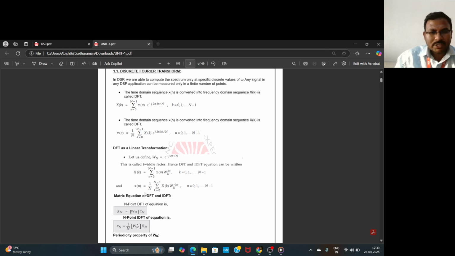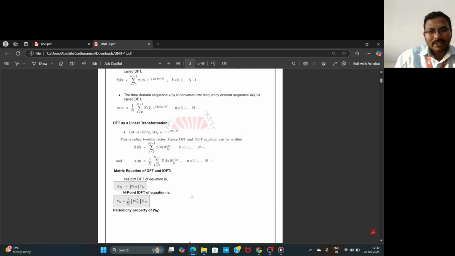And the IDFT formula is small x of n equals 1 divided by N summation k equal to 0 to N minus 1 X of k W N power minus kn, for the limit n equal to 0 to N minus 1. So this is the formula with the twiddle factor equation applied.